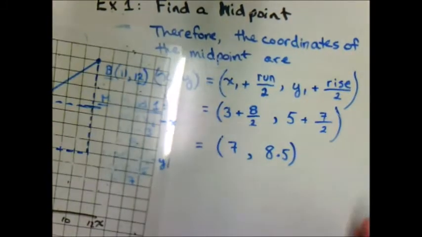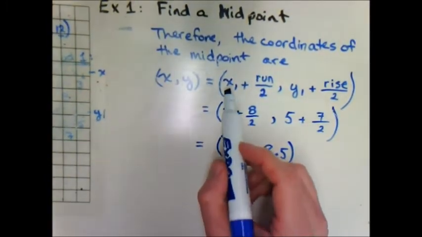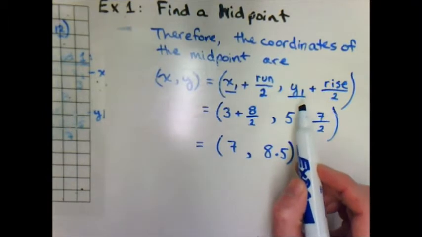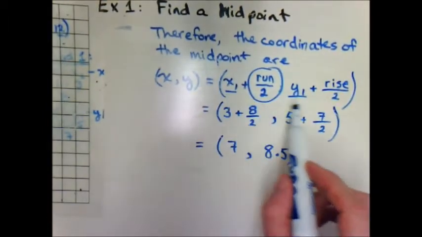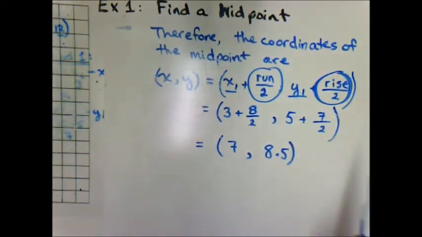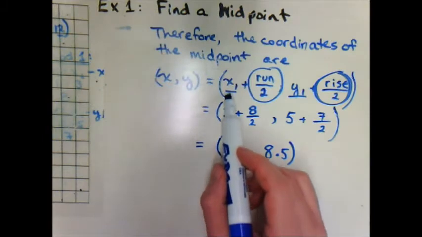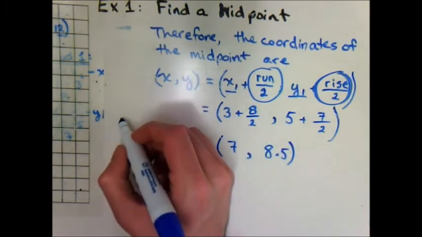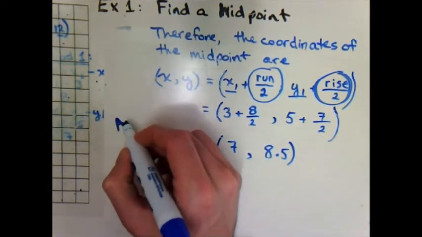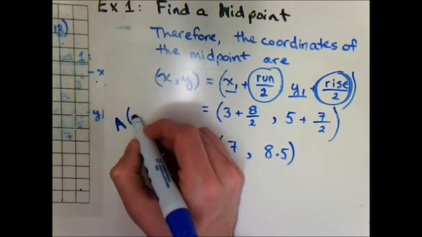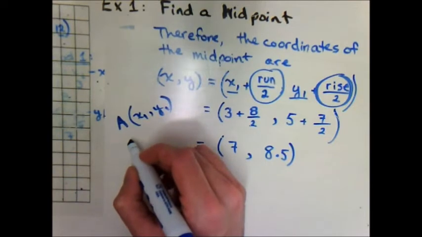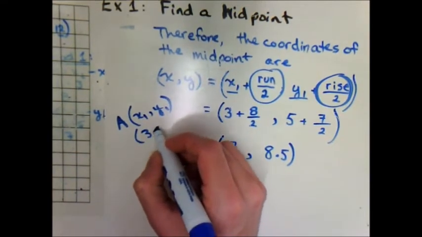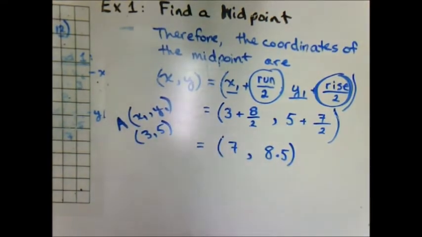So all we did was we started at x1, y1, and then we added half of the run to x, which is horizontal, and we added half of the rise to y, which is vertical. Those were x1 and y1, point A. So if you need a little note here, point A was x1, y1. It was at 3, 5.